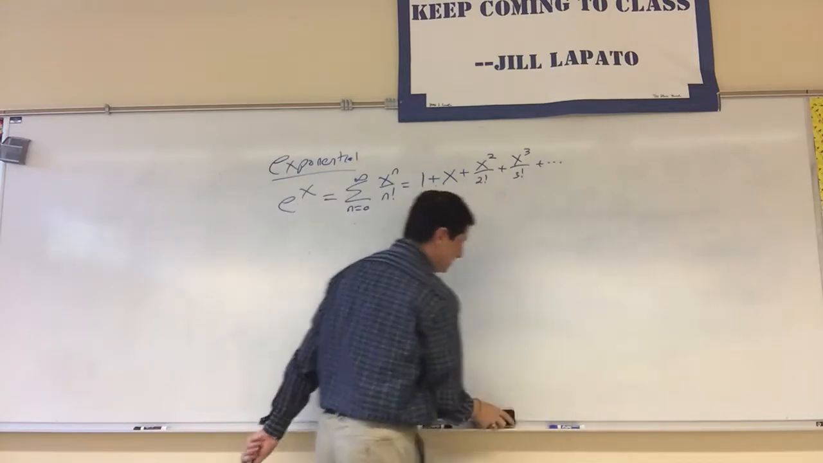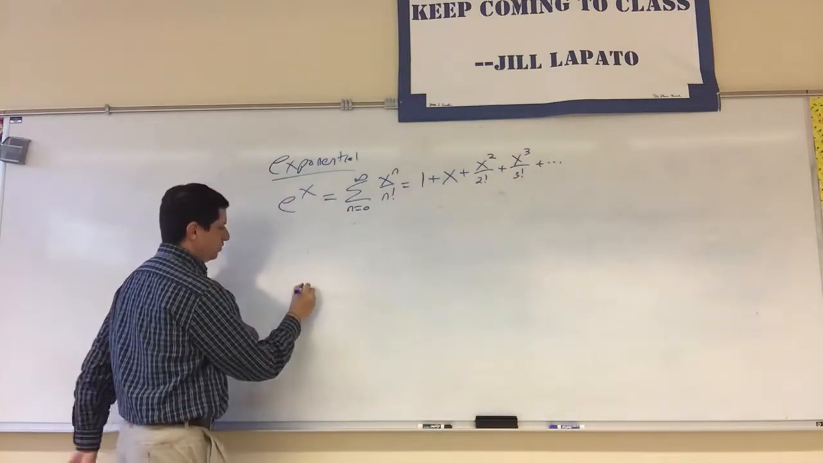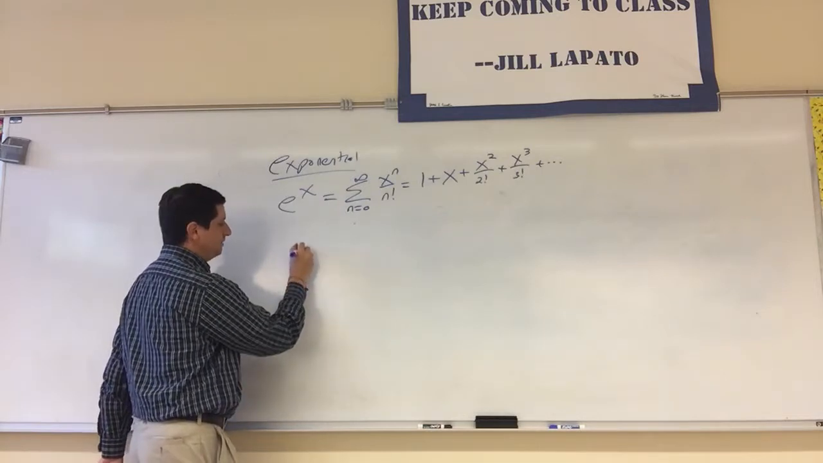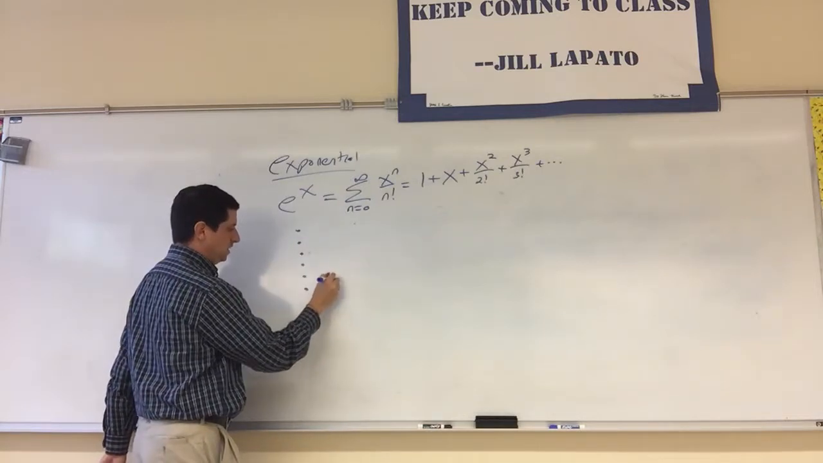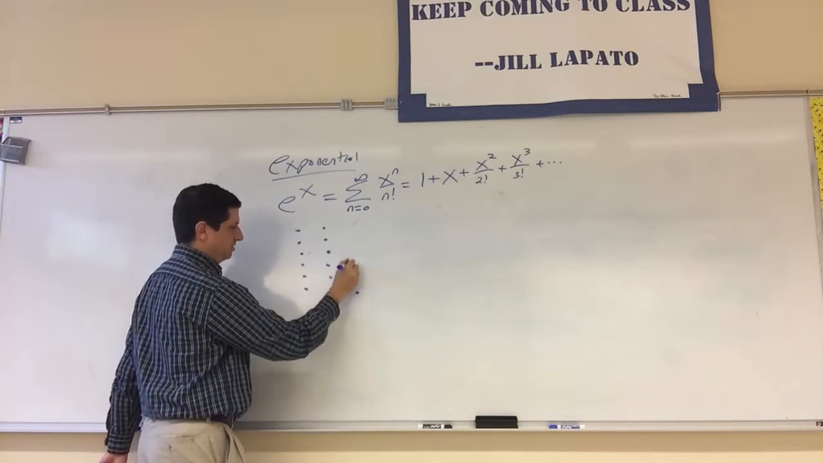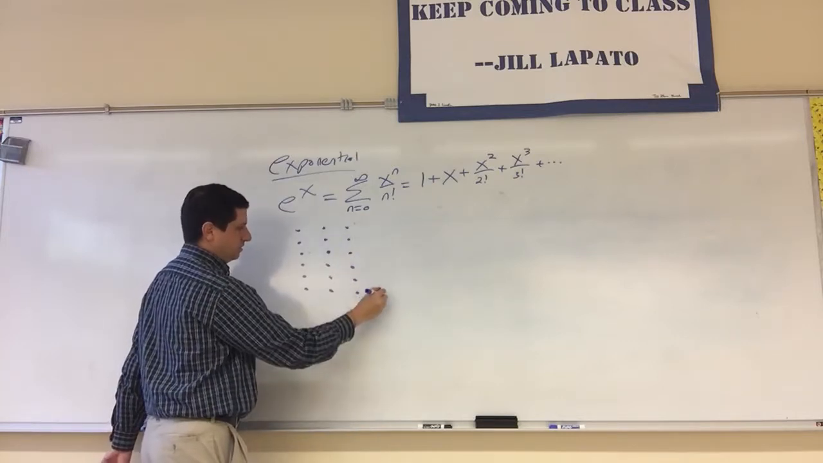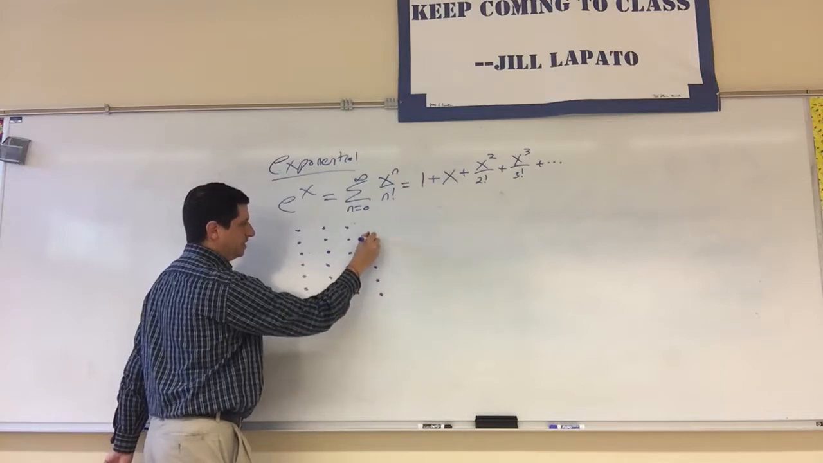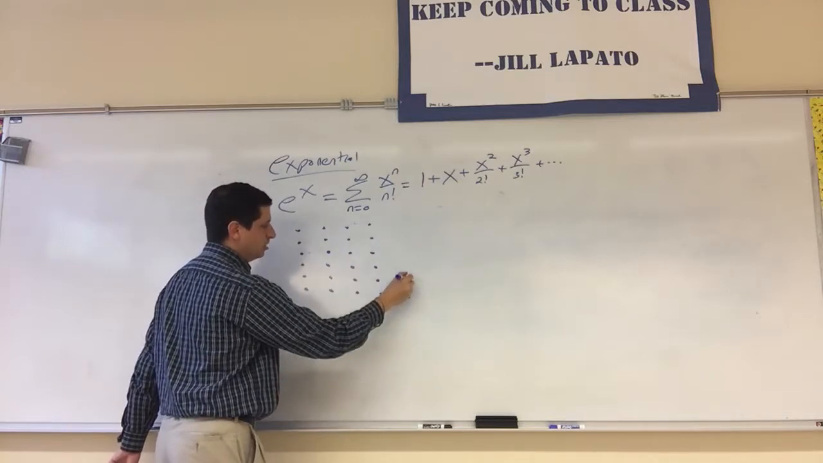So this is the simplest example I know. I'm going to imagine I have an infinite grid, but in the interest of time, I will only draw some of it. If I'm running out of material, I will go back and just draw some more dots.